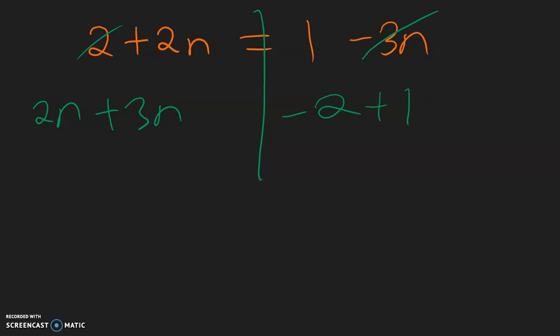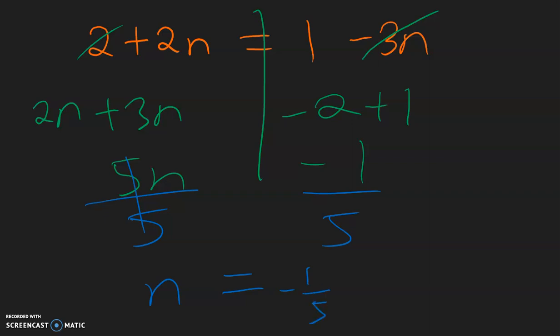And so now we simplify each side. We have 2n plus 3n, which is 5n. And negative 2 plus 1 is negative 1. Step 2 is to divide. Divide by 5, divide by 5. And we have n equals negative 1 divided by 5, which is going to be a decimal, so I will leave that as a fraction, negative 1 over 5.